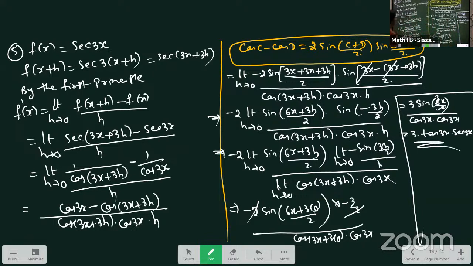We know the derivative of secant theta is secant theta tan theta. So here it is in the form of secant 3x. The derivative of secant 3x is secant 3x into tan 3x, and the internal derivative of 3x is 3. So it is 3 tan 3x into secant 3x, the overall answer. That is how you have to solve if it is trigonometric.